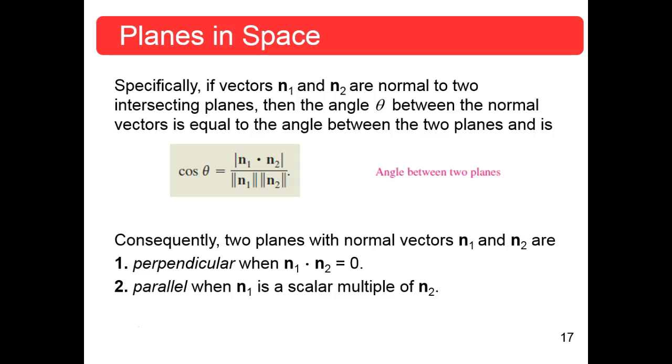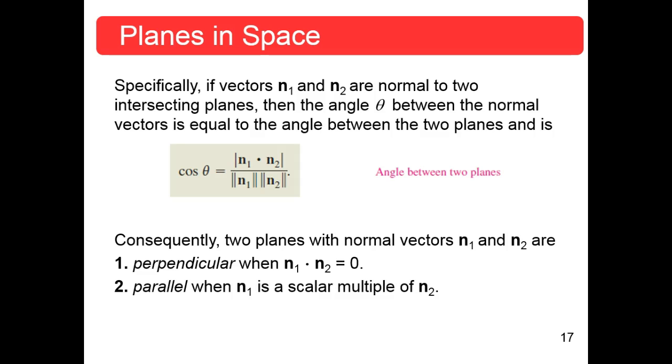We keep everything positive. The denominator is always positive. Both magnitudes are positive. Sorry, I've got hiccups. The dot product could be positive or negative. Just take the absolute value. And then you've got the cosine. It's going to be a positive number. That's going to be an acute angle. The inverse cosine is going to be acute.